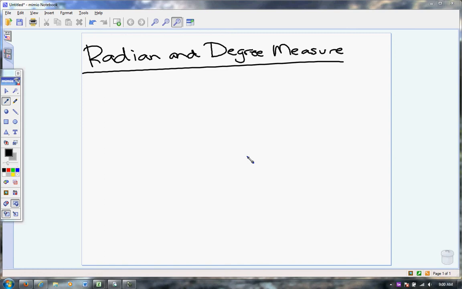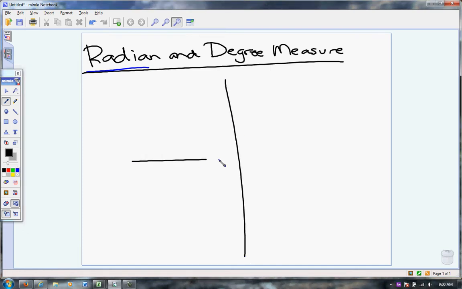Today we're going to move on into radian and degree measure. Yesterday we covered coterminal angles, which is a pretty easy concept. But this idea of a radian in trigonometry is one that's probably a little bit new to you. And to understand it, we have to consider a circle.